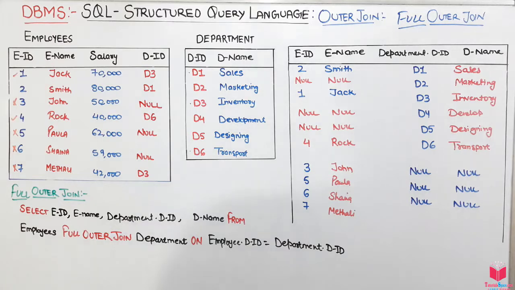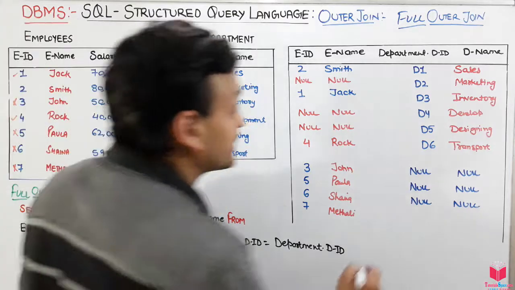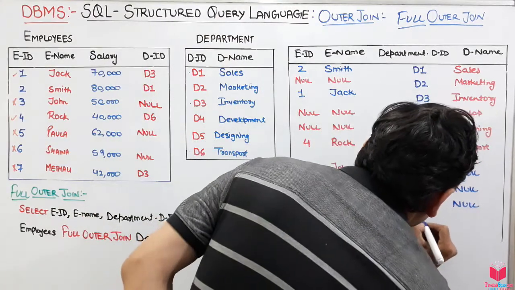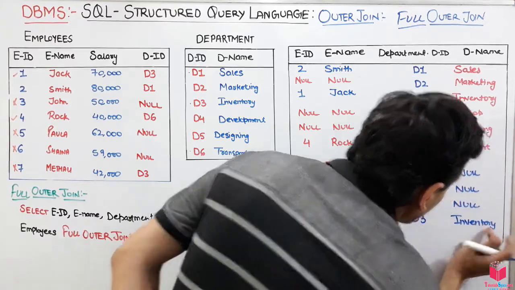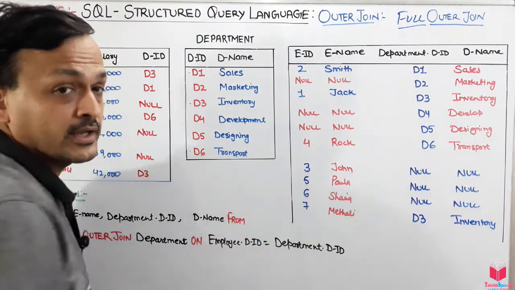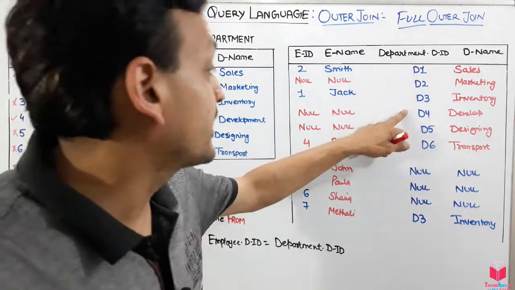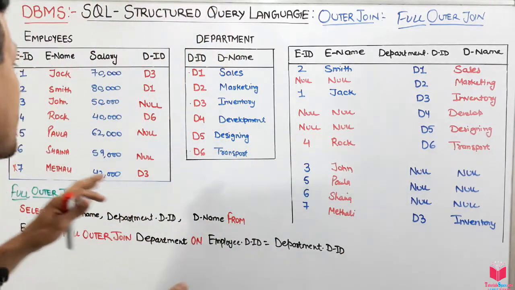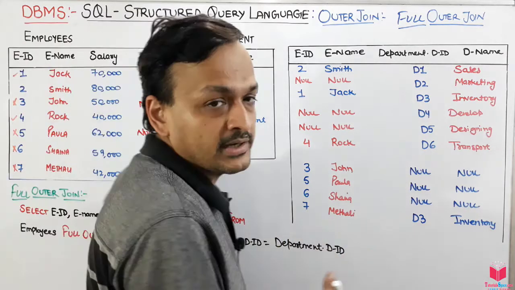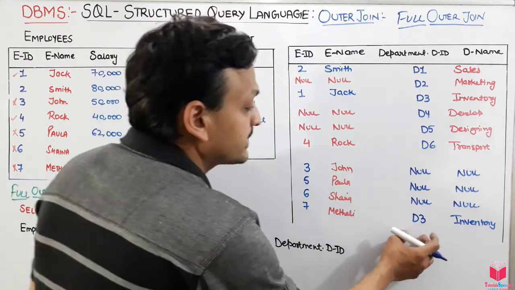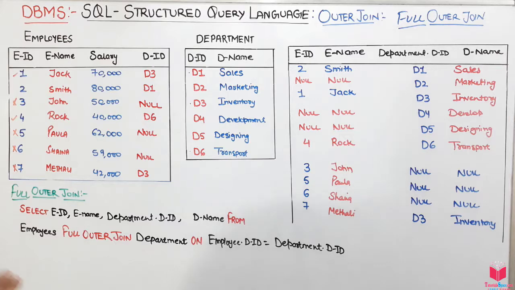After that, the 7, Mathili, has DID 3. That means D3 is the inventory department. So it's D3. Now D3 comes here. We will not consider D3 again because at the time of taking all the rows from the other table, it comes automatically. So that is D3, inventory. That is the main output from this full outer join.